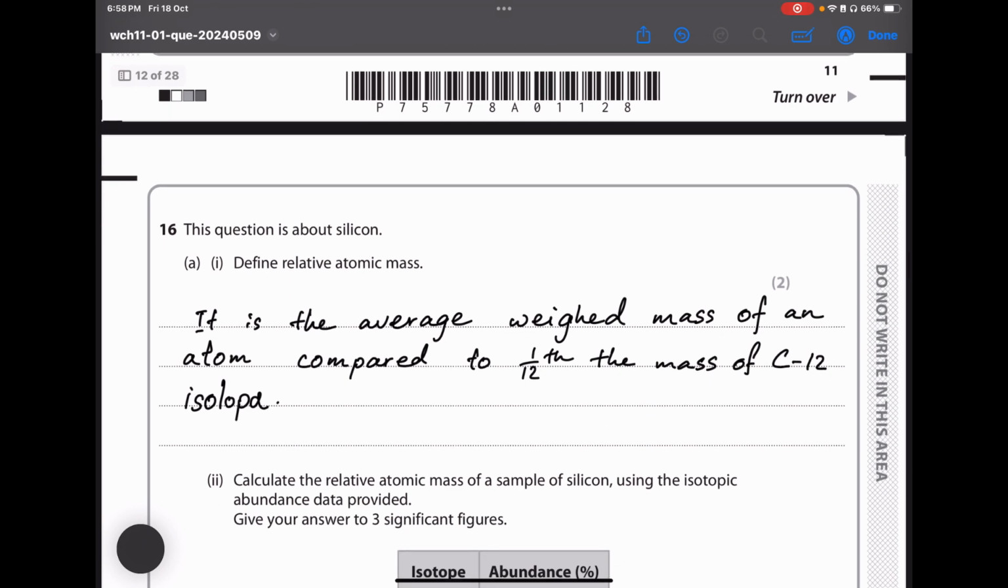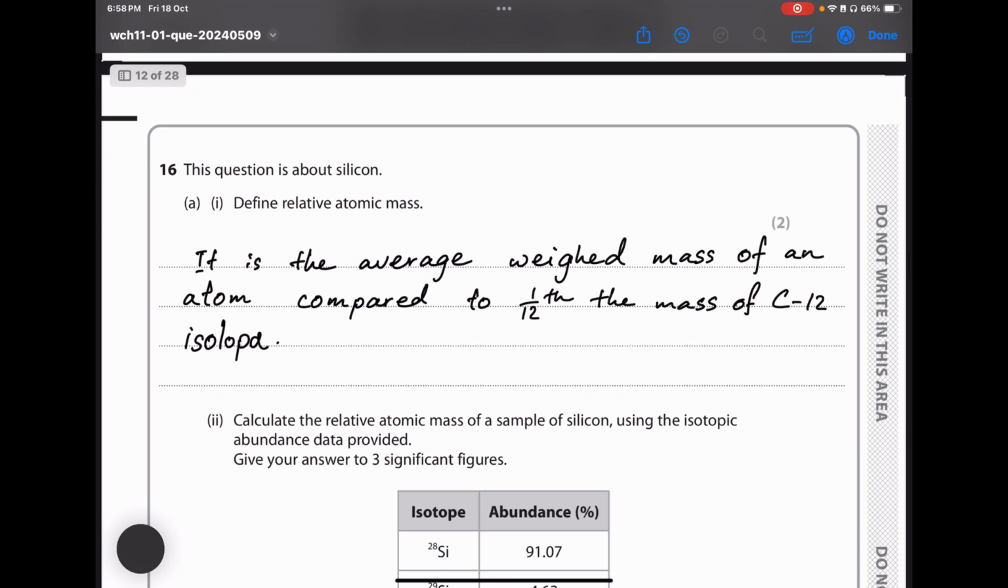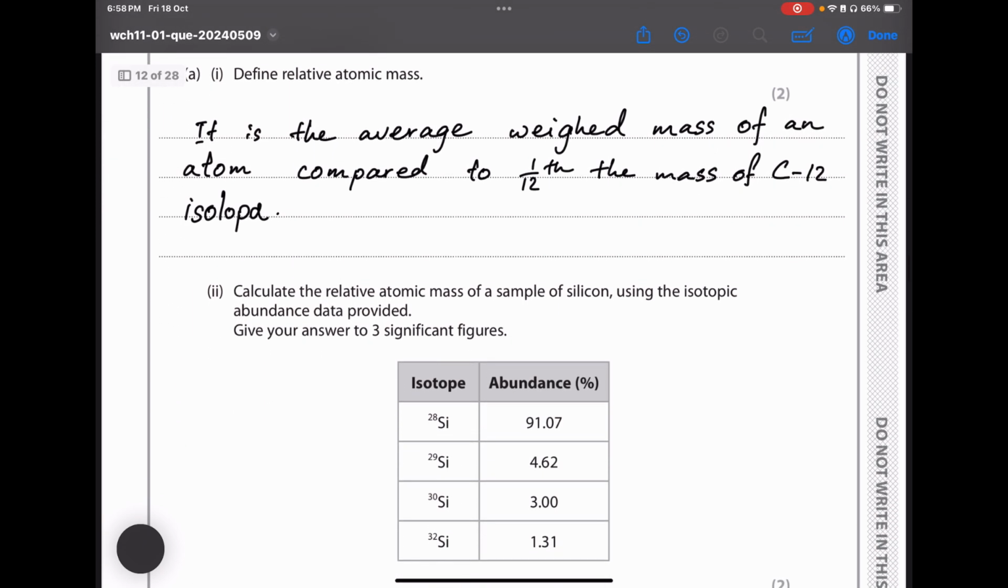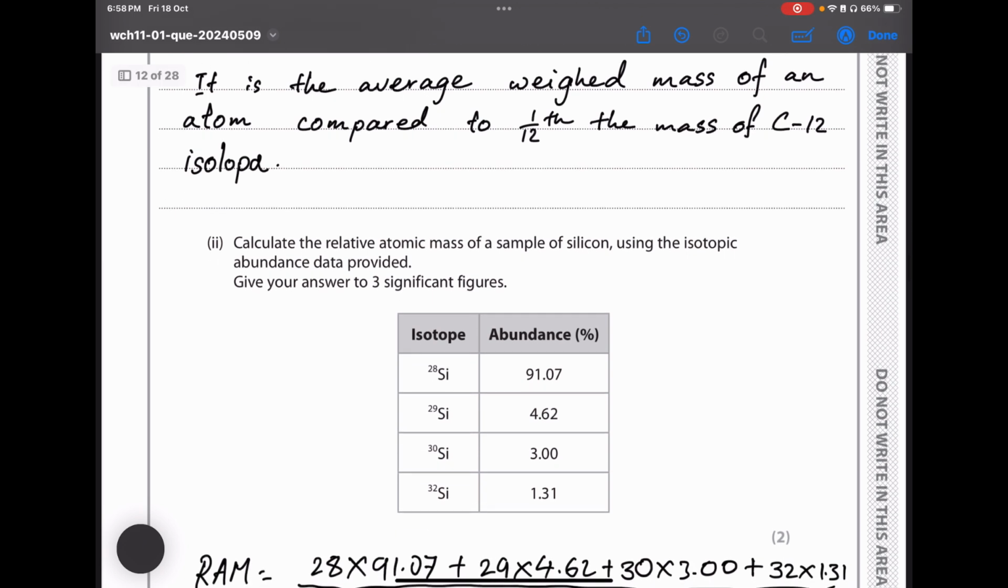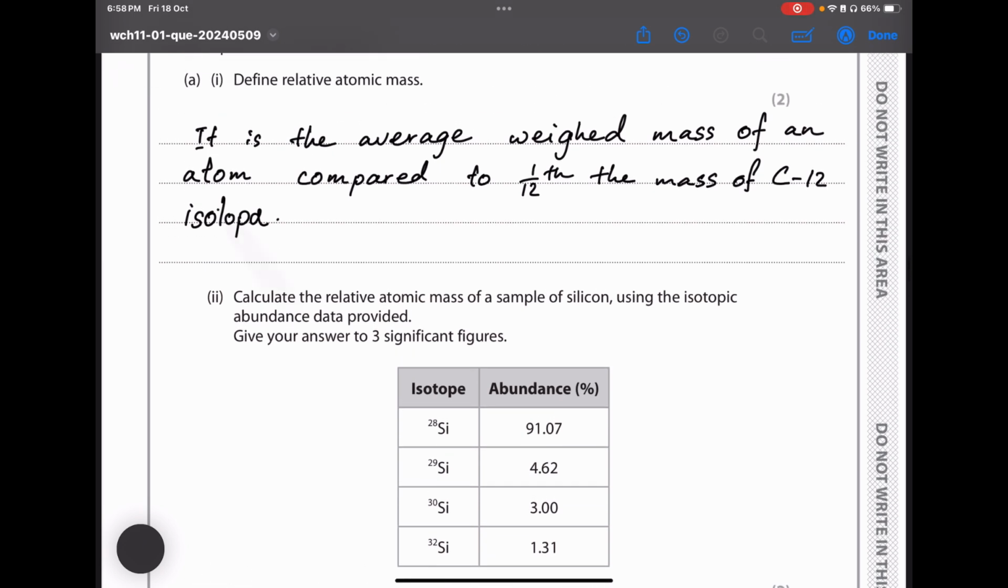Now, the next question. This question is about silicon. Describe the relative atomic mass. It is the average mass of an atom compared to 1/12 the mass of a carbon-12 isotope.